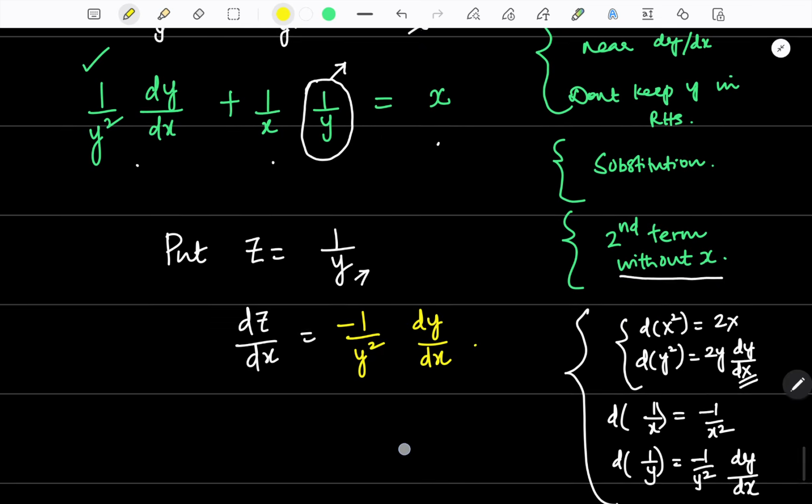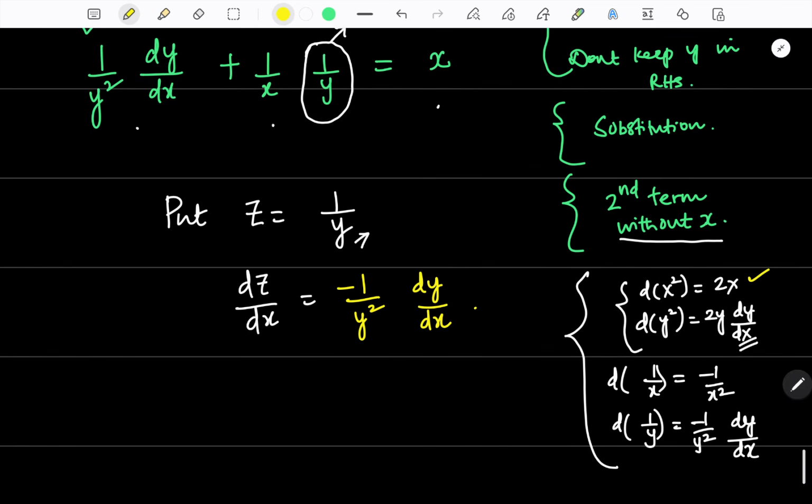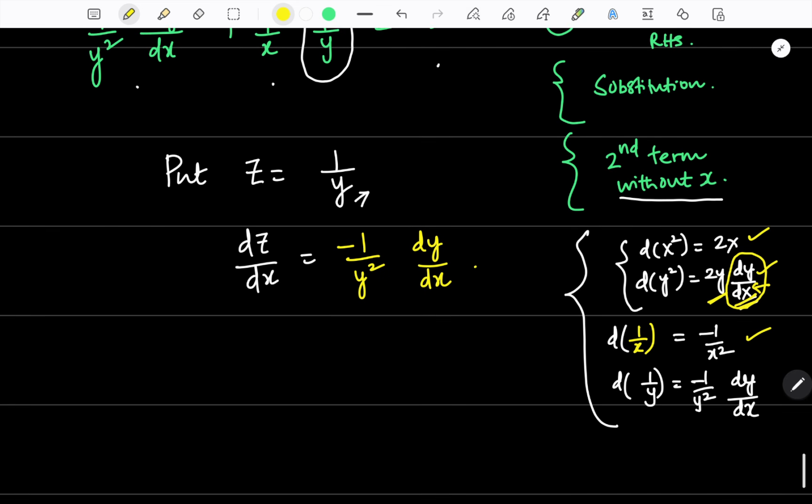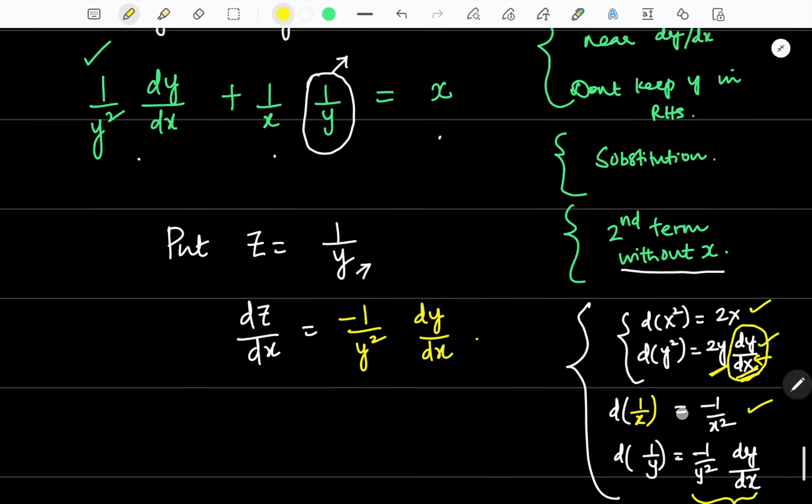Again I'll repeat. Differential of x square is 2x, but differential of y square is 2y dy by dx. Why y dy by dx? Because we are doing with respect to x. There is no x here, this is the one carrying the x with respect to x. The next is differential of 1 by x. What is differential of 1 by x? Minus 1 by x square. Finish, because we have done with respect to x. But what is the differential of 1 by y? Minus 1 by y square dy by dx.